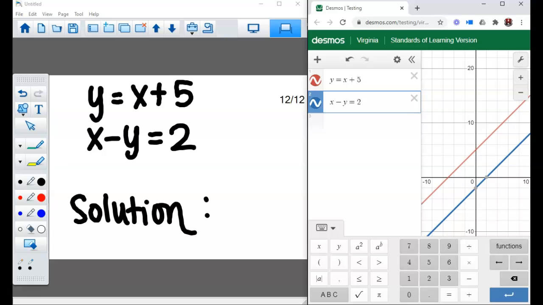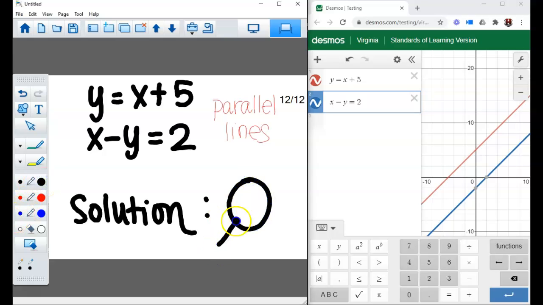Now this time what I want you to notice is these two lines are side by side and they don't cross. You all will remember that those are called parallel lines. Those were called parallel lines, and notice they don't cross. And remember, where they cross, that is the solution. So this problem would actually be no solution, because those lines do not cross.